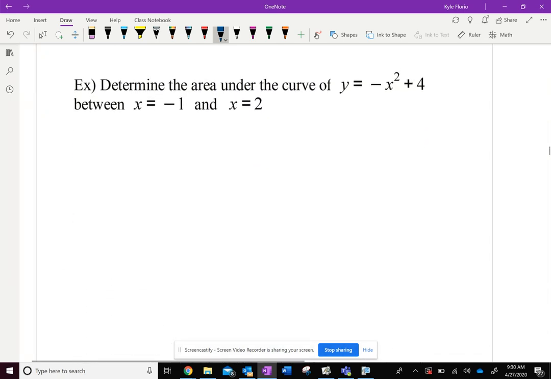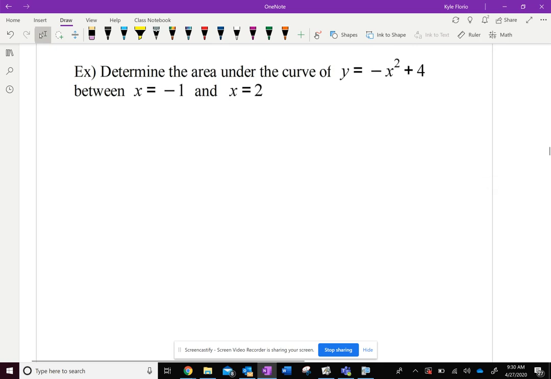Here's another question. It's worded differently, but it's the same process. Determine the area under the curve of y equals negative x squared plus 4 between x equals negative 1 and 2. So if I was graphing, 4 is, that's going to wind us up above 4. Negative x squared is just going to come down like this.